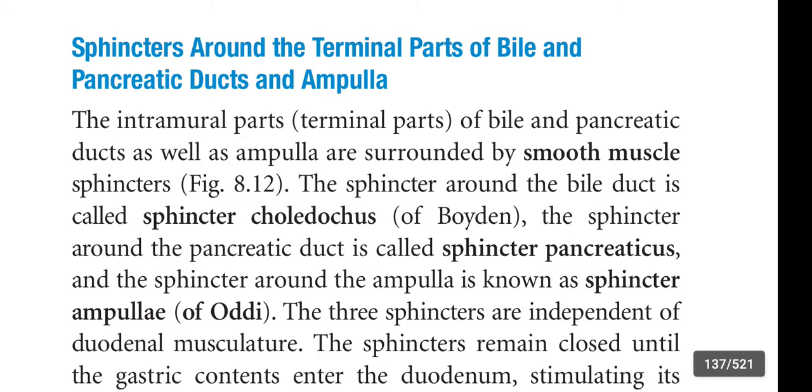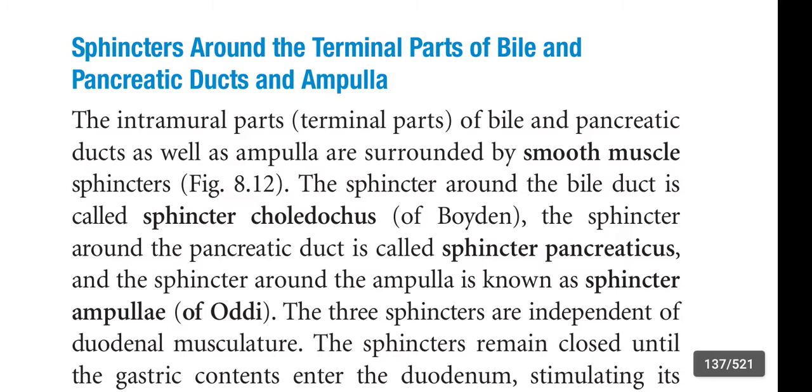Next, the sphincter around the pancreatic duct. As its name suggests, it is sphincter pancreaticus. There is no special coding for this. You may remember it as its duct. Pancreatic duct, and the sphincter is sphincter pancreaticus.